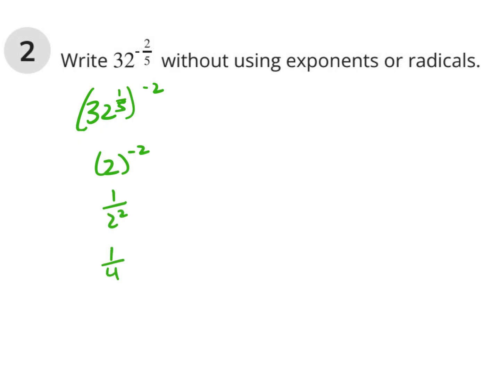1 over 4. If you were looking at this without separating this into pieces, you would write 1 over the 5th root of 32 squared, and then you would have to put that into the calculator, and that should give you a decimal, and then you hit math, enter, and you'll get 1 over 4. There's all kinds of ways you could do this. You could take 1 over the 5th root of 32 and then square it, and that's basically what I did in green.